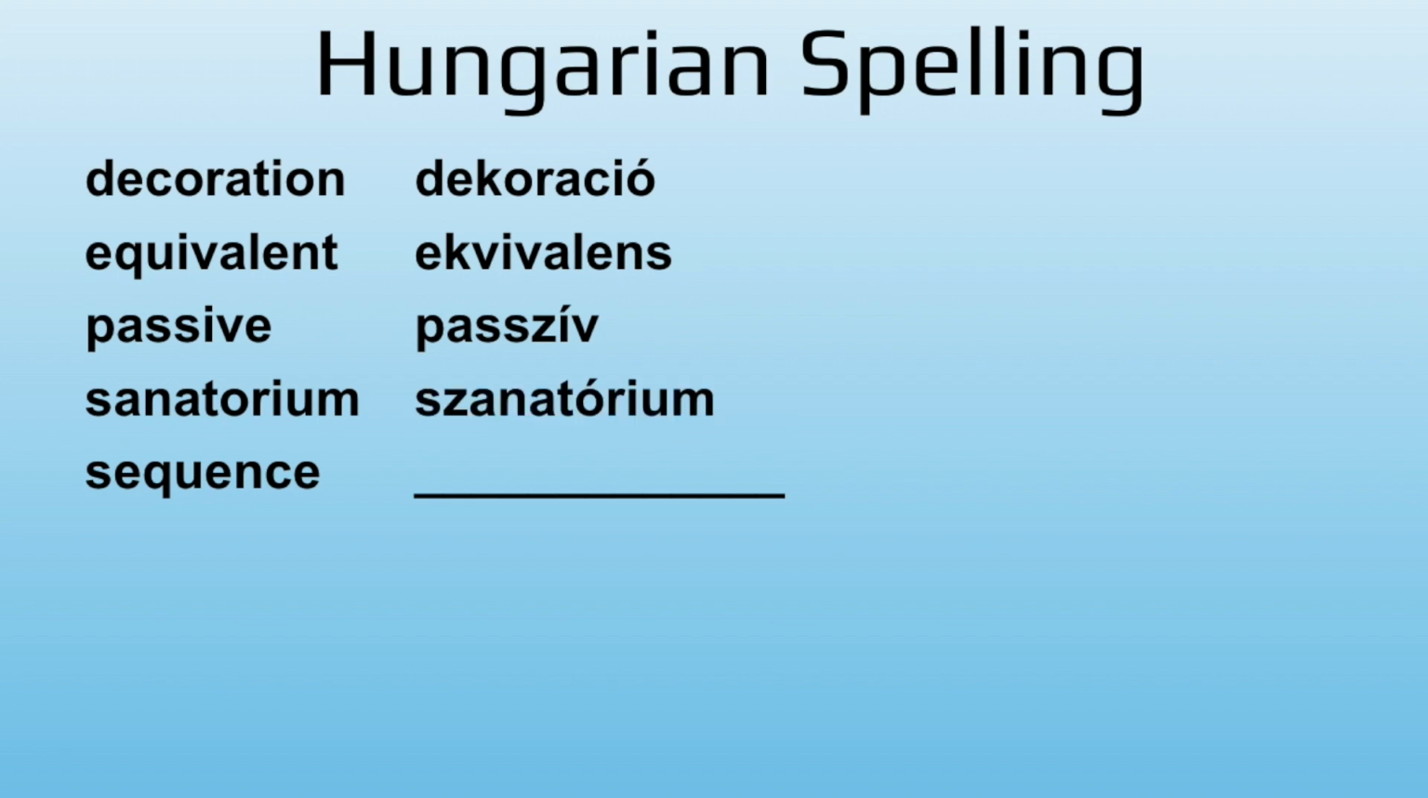So sanatorium. And sequence, QU, that's going to become a KV, and the CE ending is going to become the SIA. And, for the same reason again, that first S is going to become an SZ. So, sequencia.